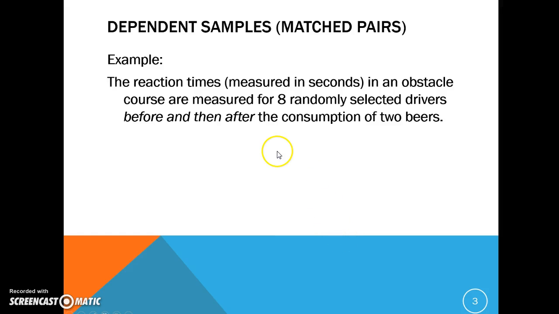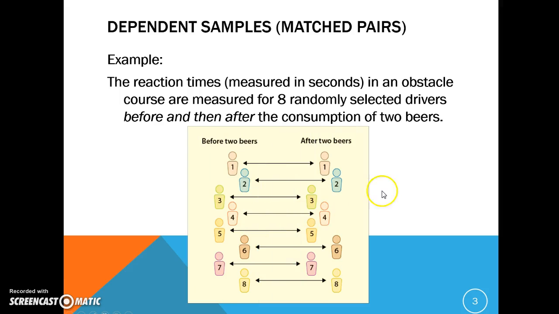All right, so the reaction times in an obstacle course are measured for 8 randomly selected drivers before and then after the consumption of 2 beers. So we've got matched pairs here because it's the same people, 1 through 8, but before and after drinking the alcohol.